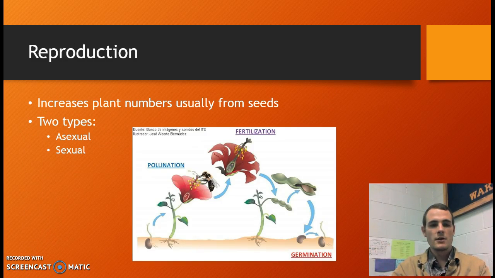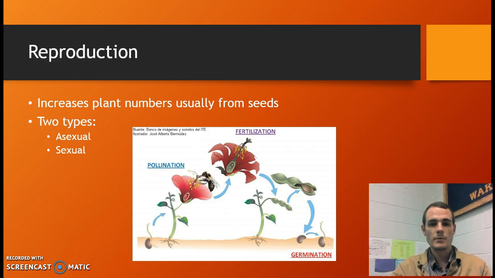Reproduction. Reproduction increases a plant's numbers, usually by seed. It can also happen two different ways, through asexual and sexual propagation. We will discover asexual and sexual propagation in a later video, but know that reproduction in plants can happen asexually, without sex, or sexually.